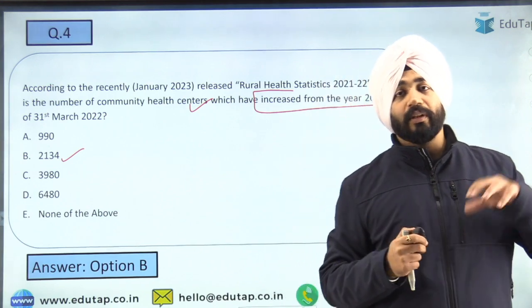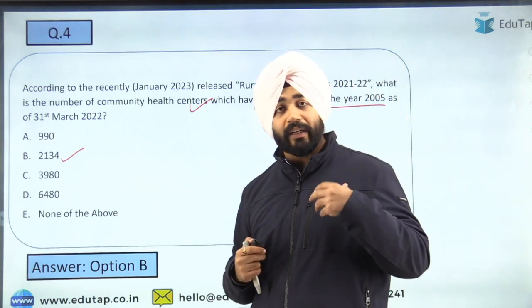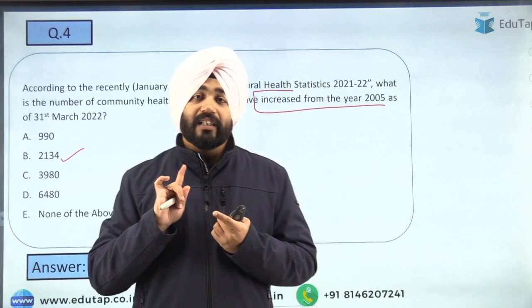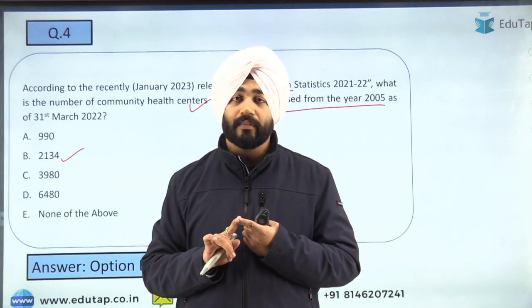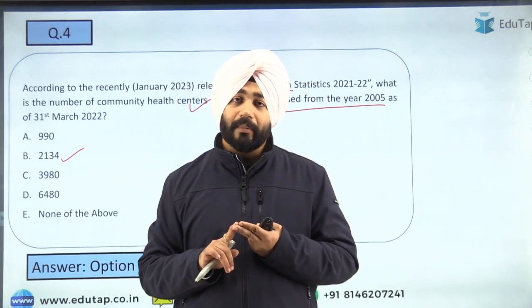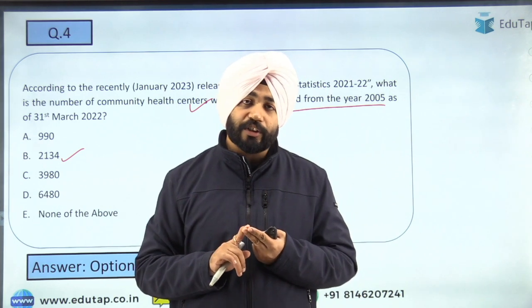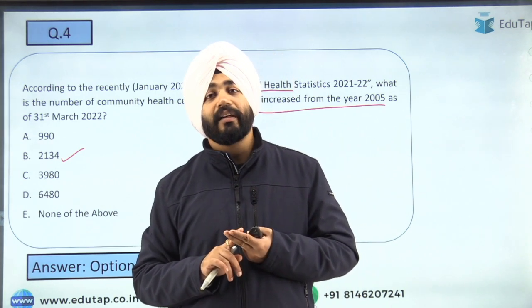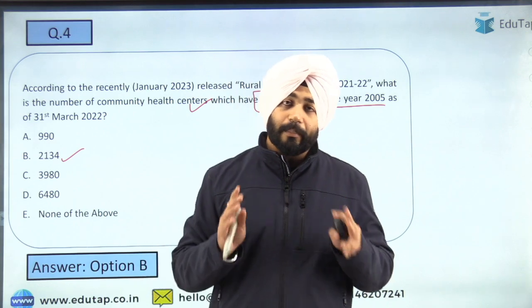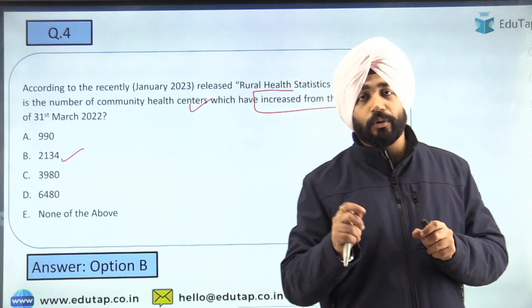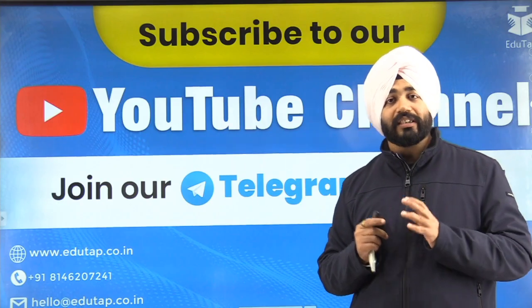Now guys, another question that could be asked is what I have already asked you indirectly before: sub centers maximum increase Rajasthan, primary health centers maximum increase in Jammu and Kashmir, and community health centers maximum increase is seen in the state of Uttar Pradesh. This is the basic thing that you need to memorize in this report. So guys, this was all about this report.